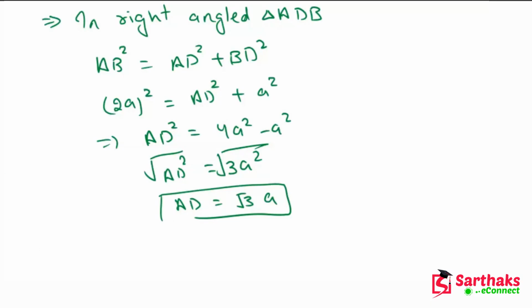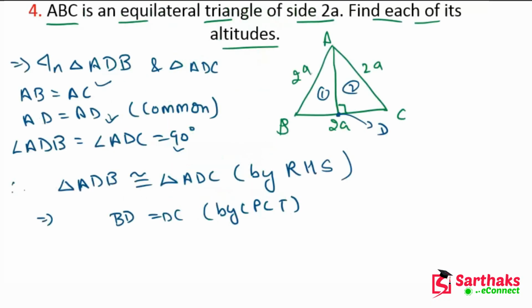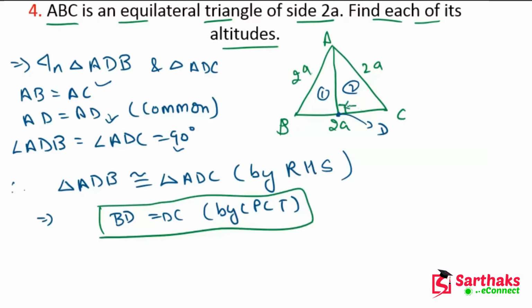So the main focus is that we want to know the value of this. If this is equal, we can say the value of BD is A and DC is A. So this is the main reason to do these steps. Behind every step there is a reason. Now let's move on.